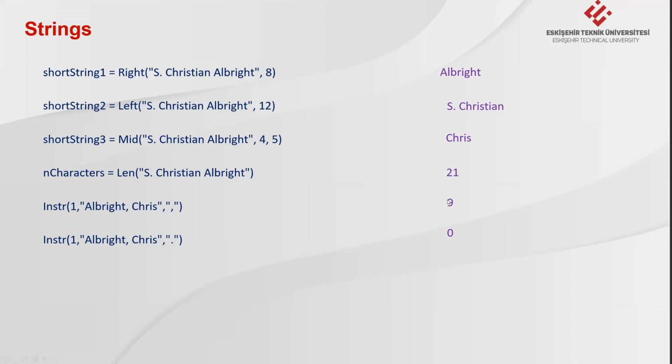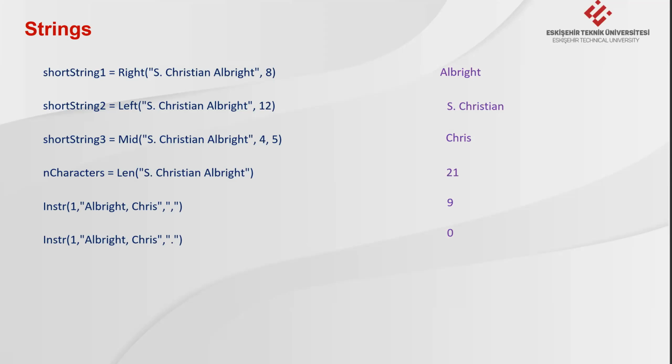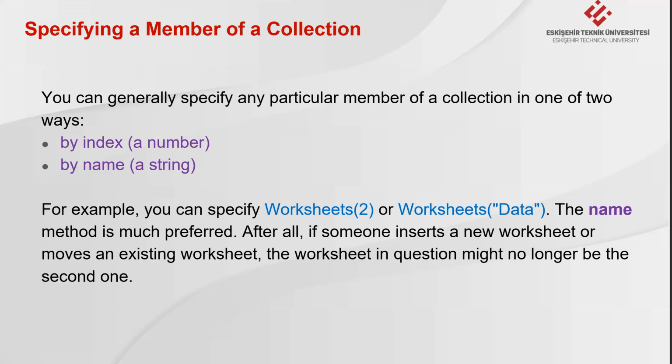But in some cases, maybe there is no character matching your search character, as in here. For example, there is no dot in Albright comma Chris. So in this case, it's going to return 0. That means there is nothing with this character in that string. Okay.